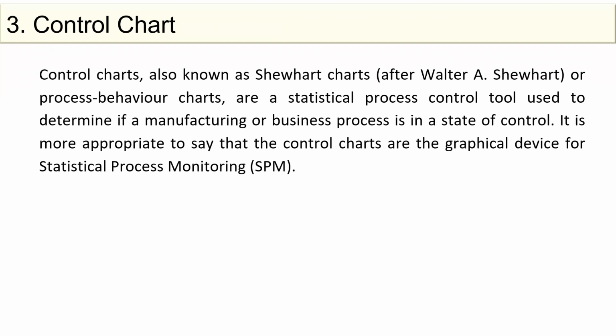Let us see the control chart. A control chart, also known as a Shewhart chart after Walter Shewhart, or process behavior chart, is a statistical process control tool used to determine if a manufacturing or business process is in a state of control. It is more appropriate to say that control charts are a graphical device for statistical process monitoring.